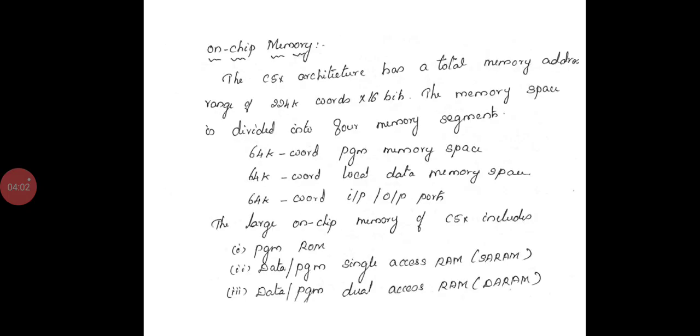While we are seeing the on-chip memory, it has a total memory address range of 2^24 words cross 16 bits, and the memory space is divided into 4 memory segments, that is 64K word program memory space, 64K word local data memory space, and 64K word input and output ports. The larger on-chip memory of C5X includes program ROM, data and program single access memory, and data and program dual access memory.